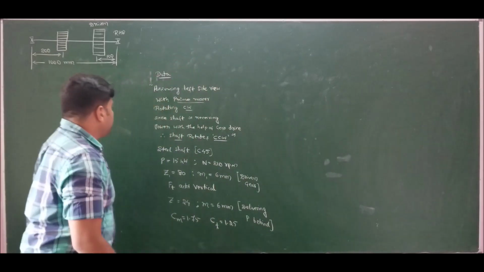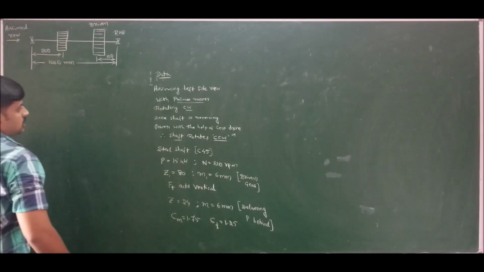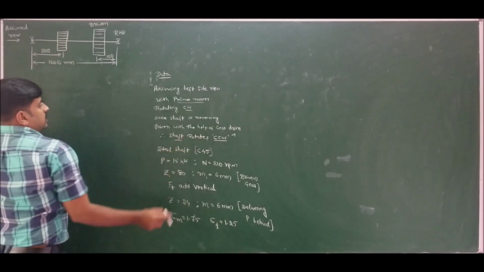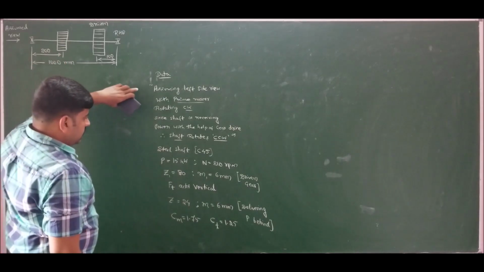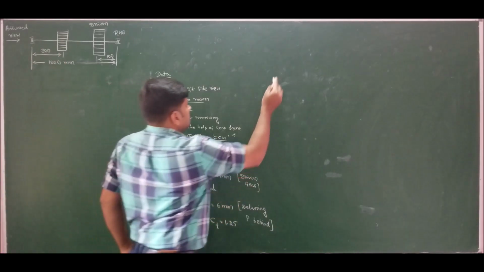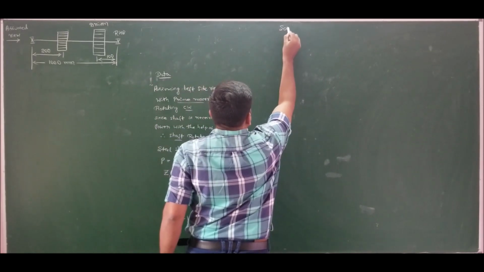Now we have assumed that we are viewing it as a left side view. The shaft is rotating in counterclockwise direction. So in order to mark it properly, let us determine the diameter and observe which gear is visible and which gear is invisible.